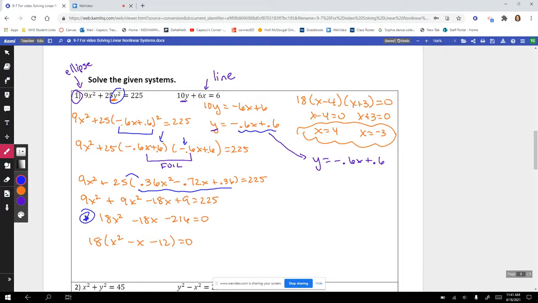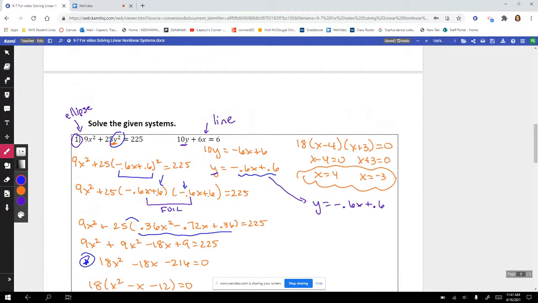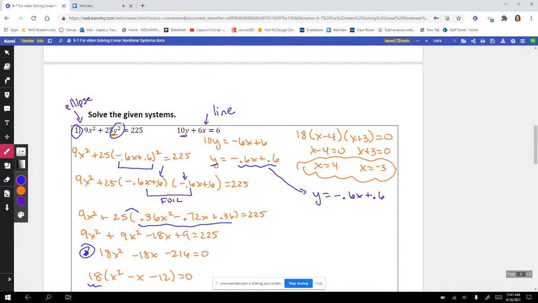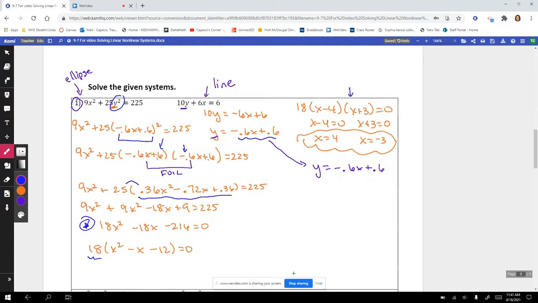Now, as always with the videos, if you want to pause them and try them on your own, that's perfectly fine. From here, we had a greatest common factor, which was 18, so I factored that out. Then we're trying to solve, so we have to get our x by itself. In the end, I got x is equal to 4 and x is equal to -3. So right here, 4 and -3.